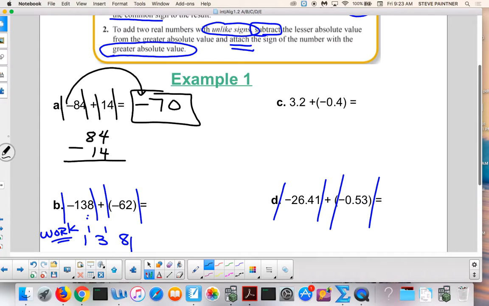You're $84 in the hole. Somebody gives you $14. Well, you climb out of the hole, you're up to negative 70. You're still in the hole, but that's what I think. I think money, money, money, money.